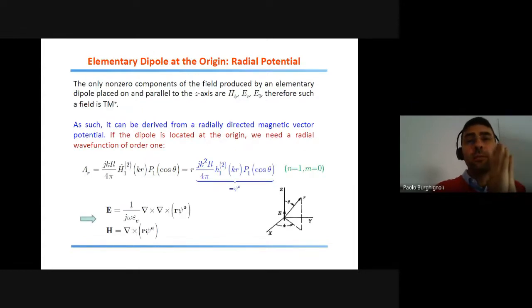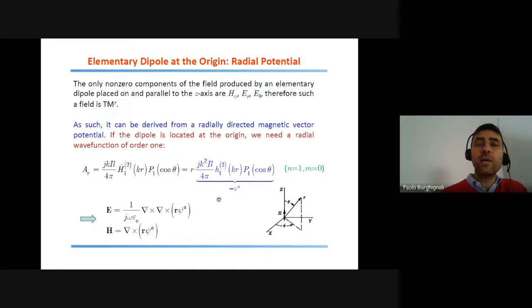Note that for the field produced by an elementary dipole placed on the z-axis, the only non-zero components are H phi, E r, and E theta. So this field is not only transverse magnetic with respect to the z-axis, but it is also transverse magnetic with respect to the radial axis. And therefore, we may find its field also through a radially directed magnetic vector potential.